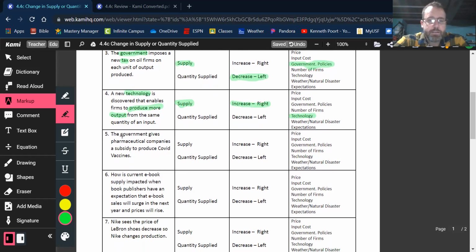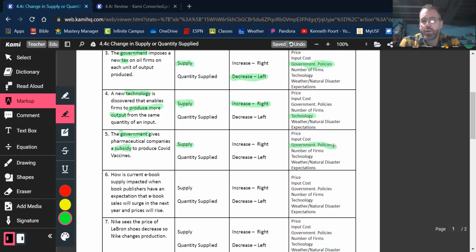All right, the government, so there's our keyword, government, gives a pharmaceutical company's subsidy to produce COVID vaccines. So we know it's nothing to do with the price, so we know it's a change in supply. The government gives pharmaceutical companies a subsidy, so we know it's government policies. So what a subsidy is, and to answer that middle one, increase or decrease in supply, you have to know, going back to our notes, that a subsidy is when the government pays you to produce, all right?